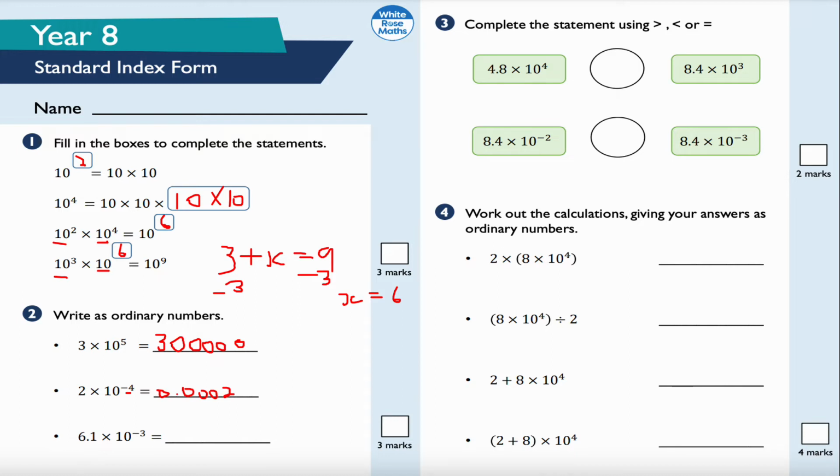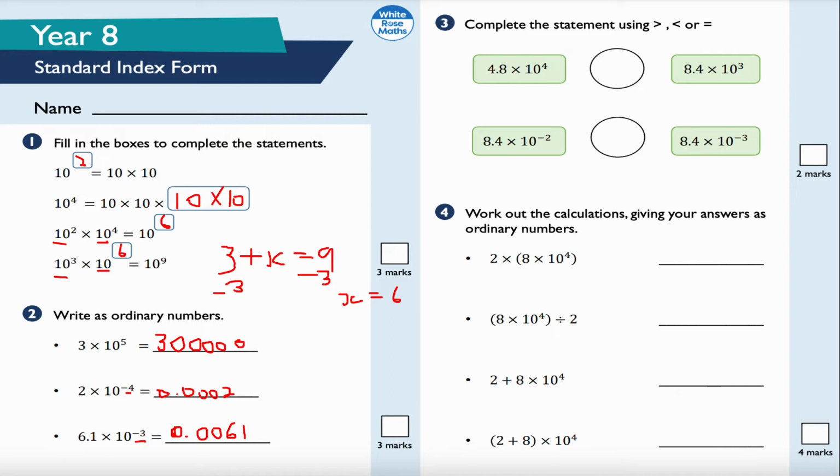Next one, 6.1 times 10 to the minus 3. Well, again, it's going to be 0.0061, because again, it's got the minus 3 there, so it's going to be a decimal. And again, I've got 3 zeros in total to help me check my answer. This is question number 3.